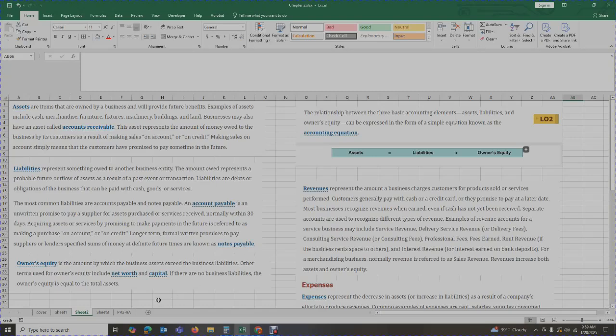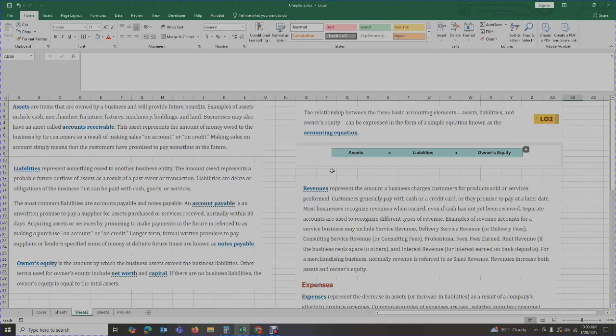Last but not least, we've got owner's equity. Owner's equity is the amount by which the business assets exceed the business liabilities. The difference between the two is known as your net worth or capital. Okay, and we're going to go under owner's equity a little bit further down, because owner's equity is broken down into different categories. Okay, so assets is anything that we own, liabilities is anything that we owe. Owner's equity is the difference of the two, known as your net worth or capital.